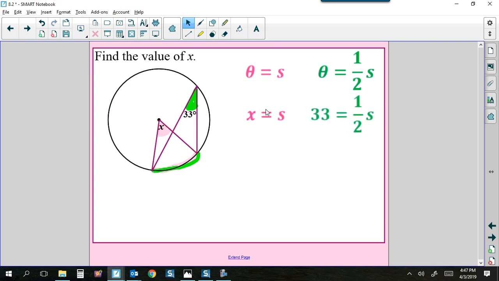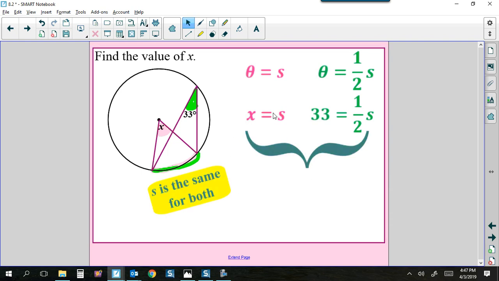So I have these two different equations going, but what I'd like to call to your attention is that the intercepted arc, S, is exactly the same for both of these. So we are able to basically take the two equations and do substitution because they're both equal to that same S. So X can be plugged in right here. So 33 is equal to half of X, because we know X and S are exactly the same. So we can substitute X in for S. And then to solve this, you simply multiply both sides by 2 to clear out the 1/2, which gives you that X would be 66.